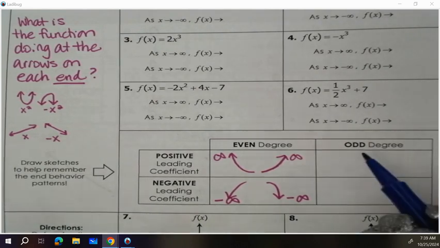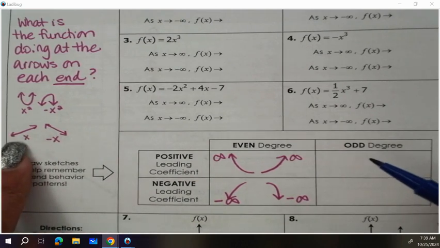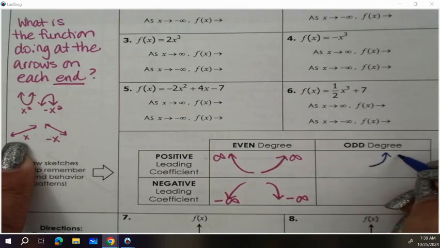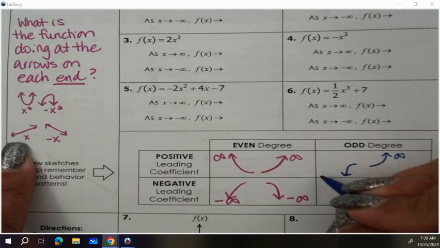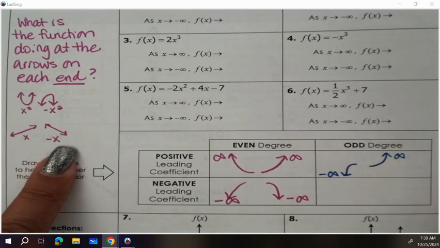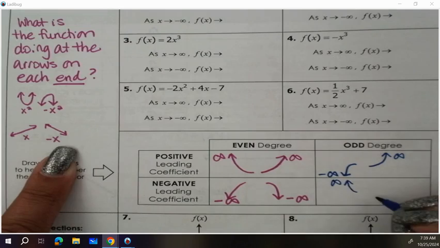All right, so if we're of odd degree, it's going to be like the line, okay? Odd and positive, we're going to go up on the right and down on the left to negative infinity. And if it's a negative leading coefficient, we're swapped. We're up on the left to positive infinity and down on the right to negative infinity.